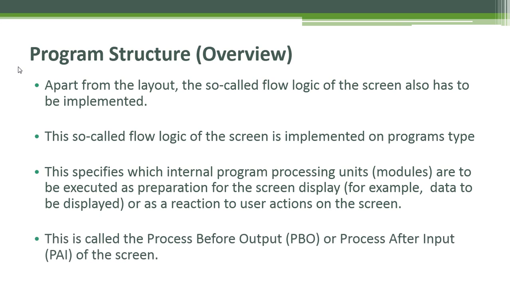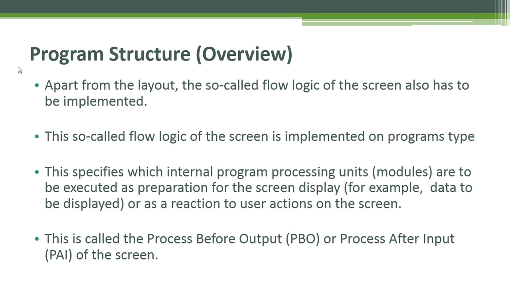This is called the process before output, the PBO, or process after input, the PAI, on the screen. So if you want to prepare the screen for output, you put all your code on modules that are under the process before output block. And if you want to process all user actions, for example, the user clicks on save, or he presses enter, or he scrolls down, you control all of those actions on modules that have to be placed under the process after input of the screen.